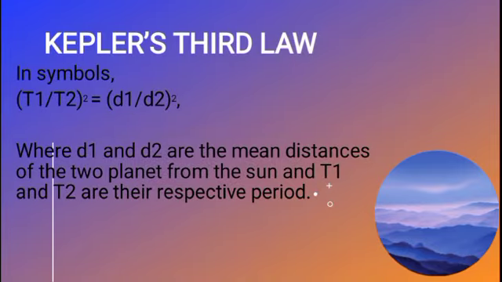In symbols, Kepler's third law is written as (T1 over T2) squared equals (D1 over D2) cubed. Here, T1 and T2 are the orbital periods of two planets, while D1 and D2 are their average distances from the Sun. This relationship helps scientists compare planets. If you know one planet's distance and period, you can calculate another's easily.